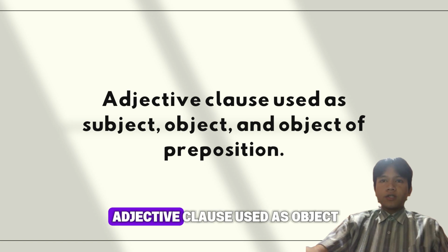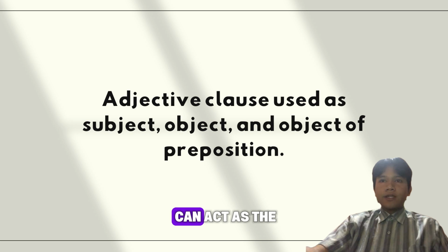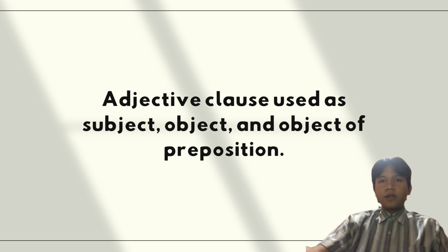The next one is adjective clause used as object. The relative clause here can act as the object of a verb, and then sometimes it can be omitted. For example, the man whom I saw is Mr. Jones. The word whom here can be omitted.